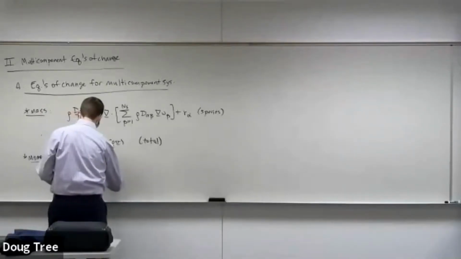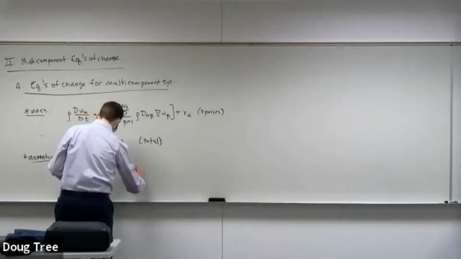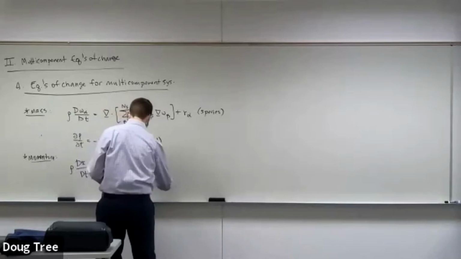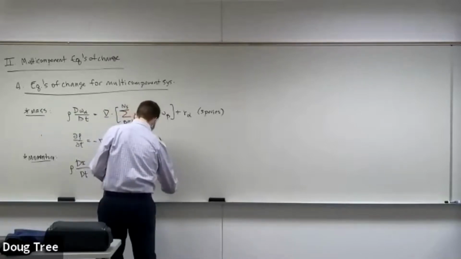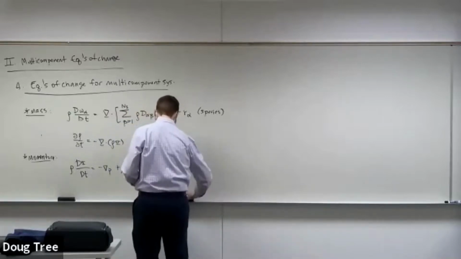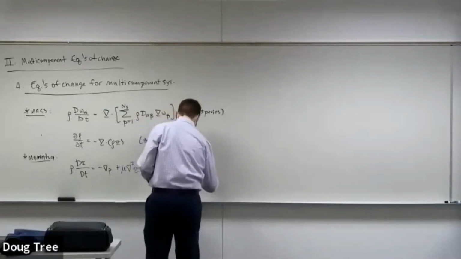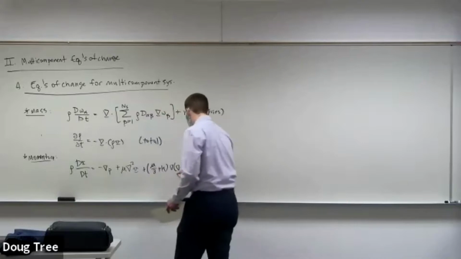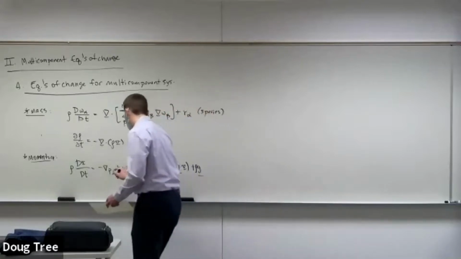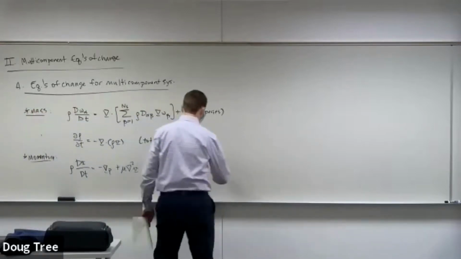Is equal to minus grad P plus mu grad squared V plus mu over 3 plus kappa del, well, that was the worst del of all time, del squared V plus rho G. Okay, so this one is the momentum equation, but I assumed that this one is Newtonian, but still compressible.